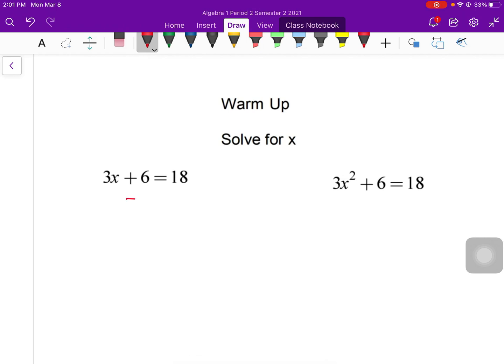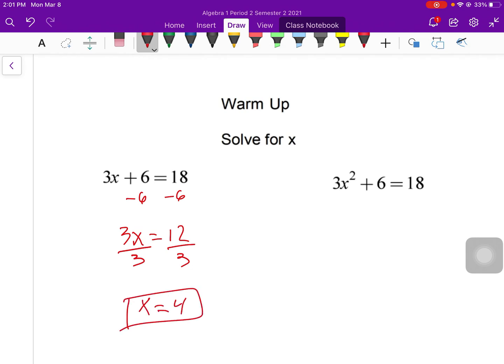So for this first one, we would start by subtracting 6 from both sides to get 3x is equal to 12. Then we would divide both sides by 3 to get x equals 4. That's just solving a linear equation that you've been doing all school year.